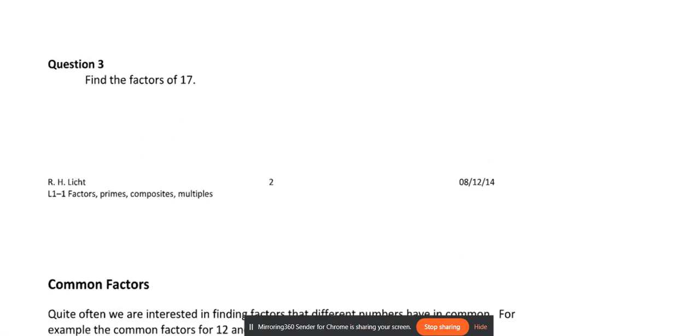All right, find all the factors of 17. Do you guys know what kind of number 17 is? It's a prime number. That's what a prime number is. It's only divisible by itself and 1. So that's it. It's just 1 and 17.